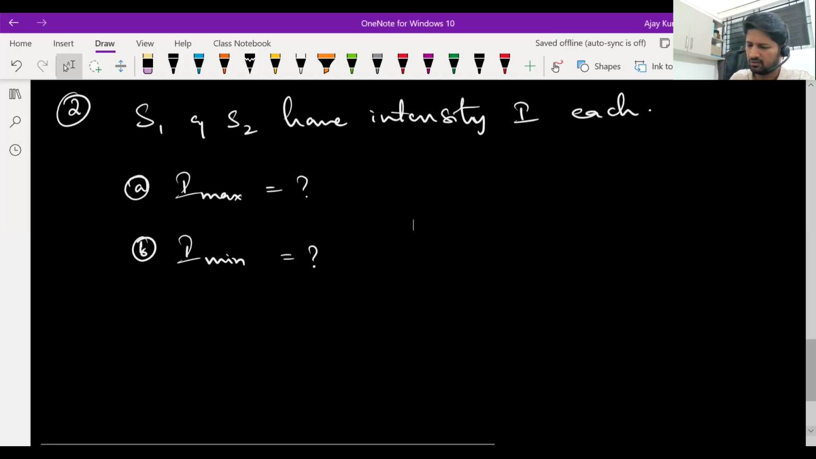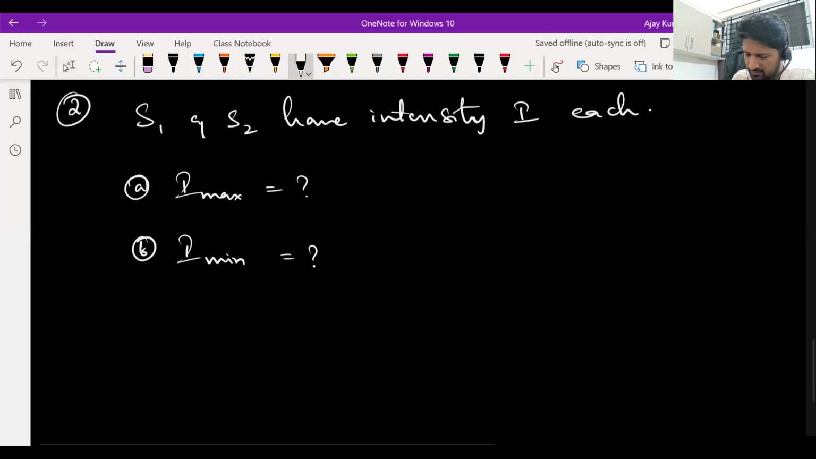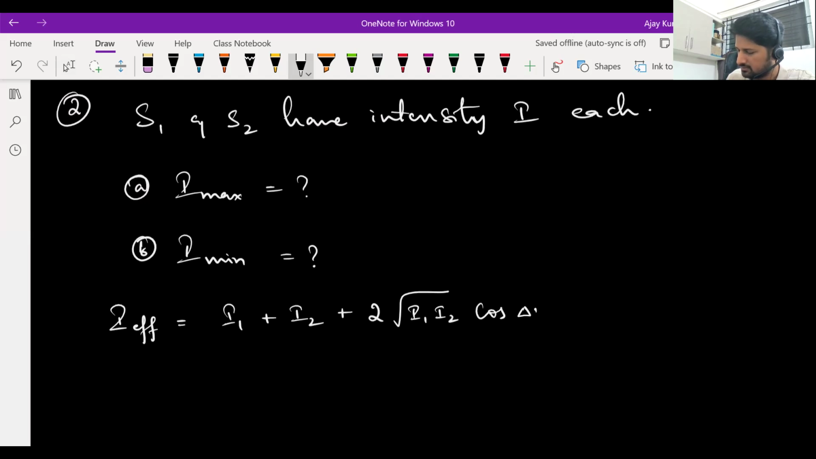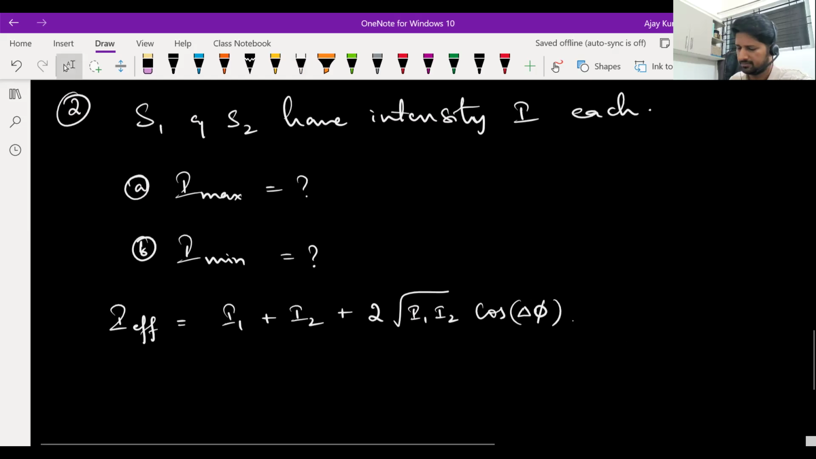Okay. Let's solve. What is the formula for effective intensity? I1 plus I2 plus 2 root I1 I2 cos of the phase difference with which the waves interfere. Okay. And this is valid only for two waves. Fine. One wave of intensity I1, another wave of intensity I2 interfering. You just have to substitute the given intensities. How much are I1 and I2?